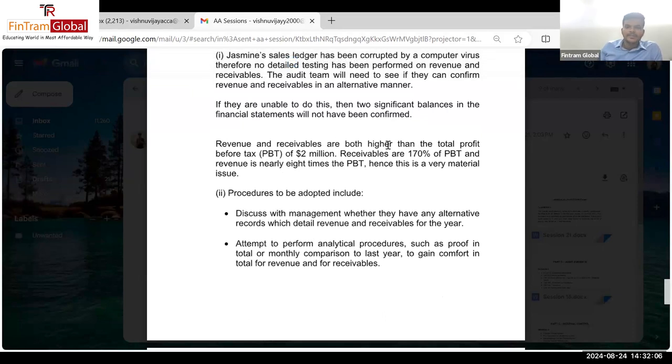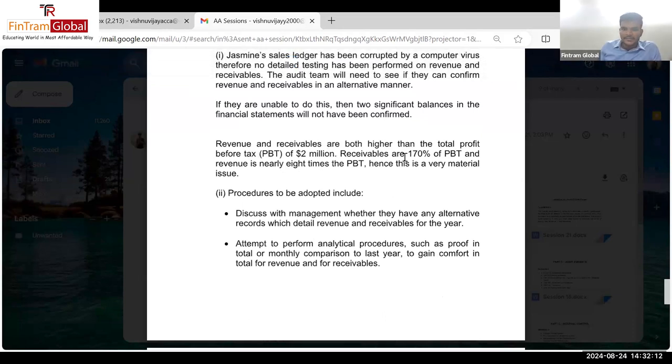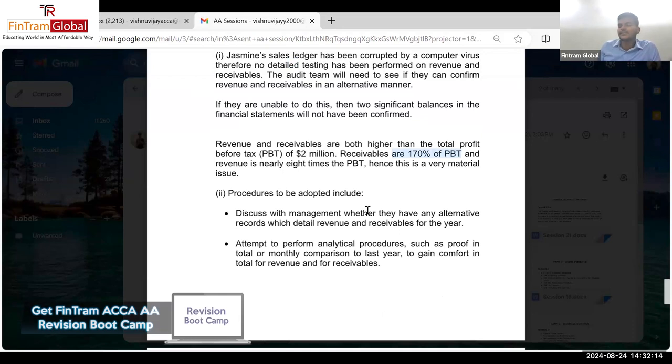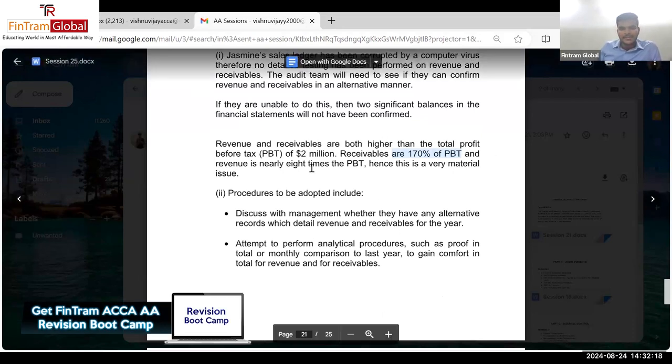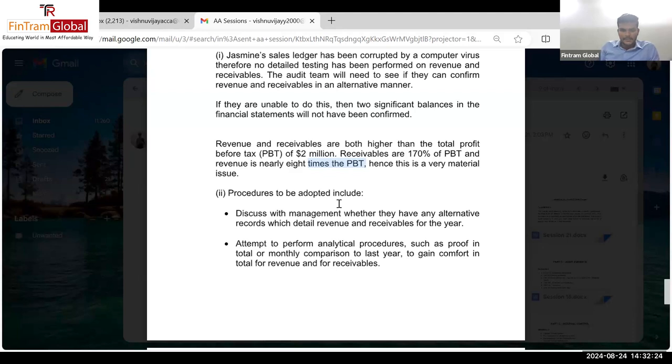And we have conducted an assessment over here, right? Revenue and receivables are both higher than the total profit before tax, which is just 2 million. The receivable balance is 170% of PBT, profit before tax, and revenue is nearly 8 times PBT as well. So definitely there's a huge amount of misstatements.